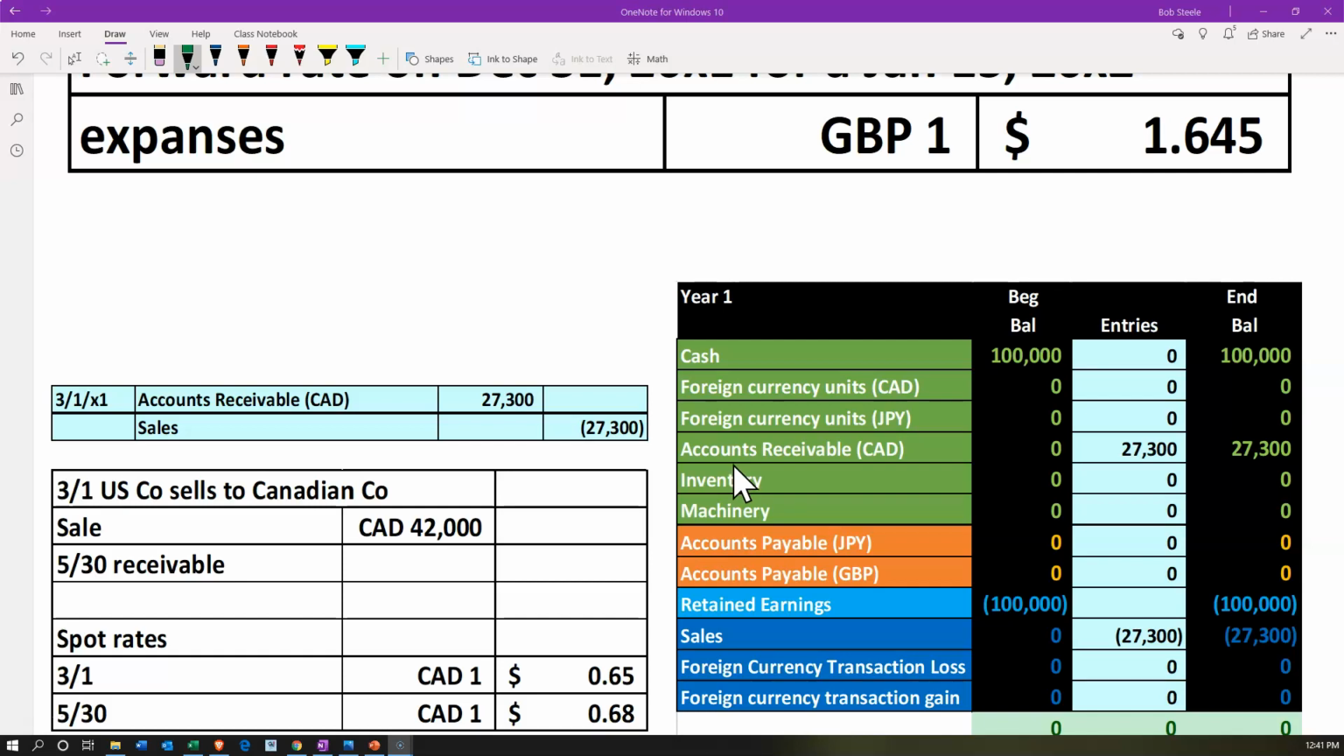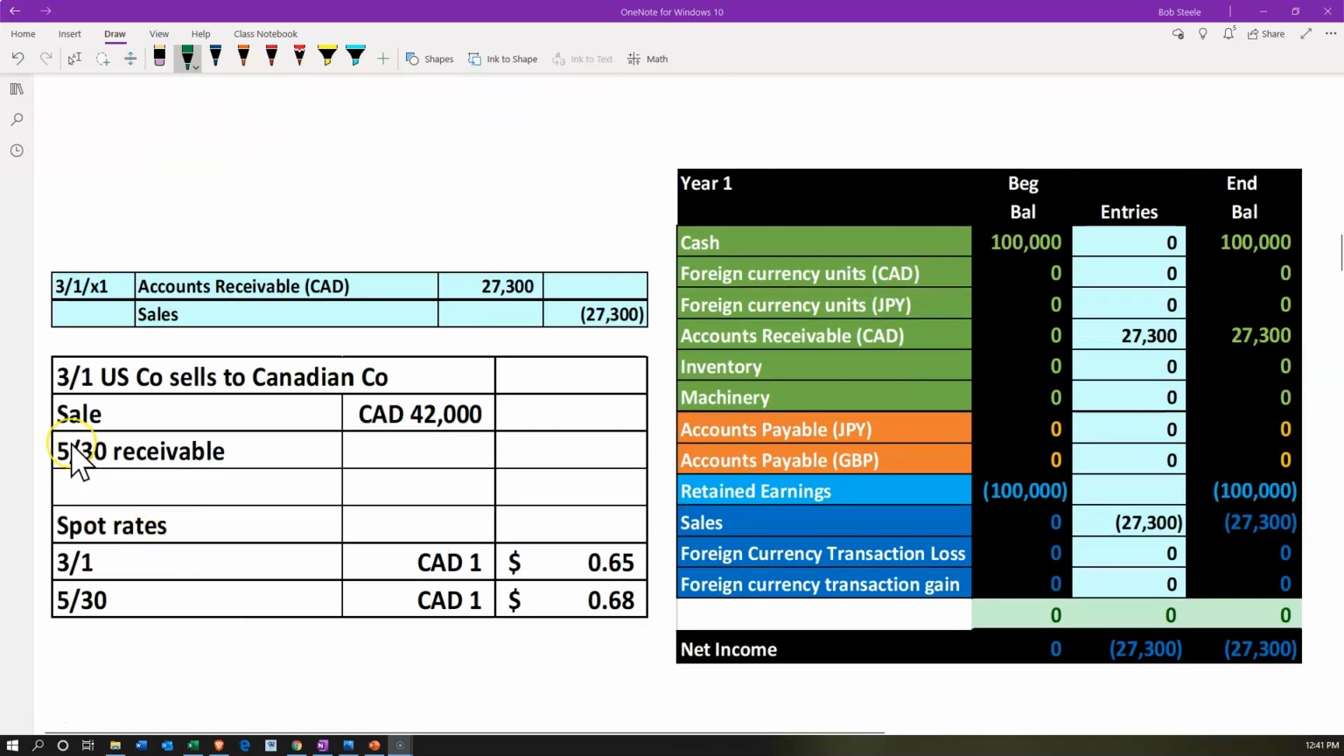All right. So let's go back into the first scenario here. So we have 3-1, U.S. company sells to a Canadian company. We're selling to a Canadian company, and the sales price was 42,000 Canadian dollars. So the first transaction that's going to be happening here is going to be recording that receivable.